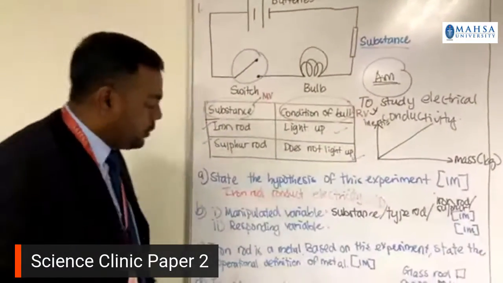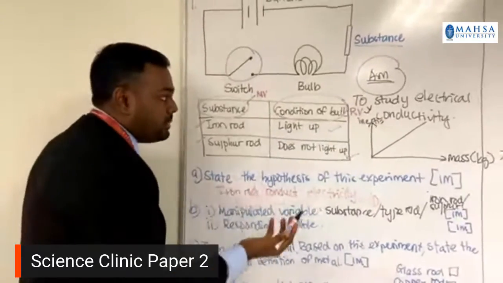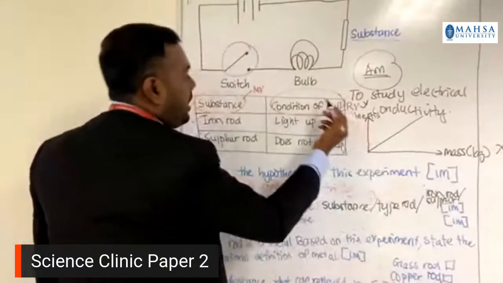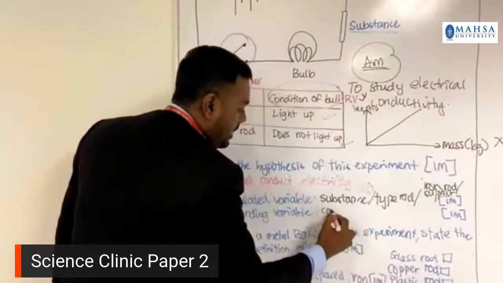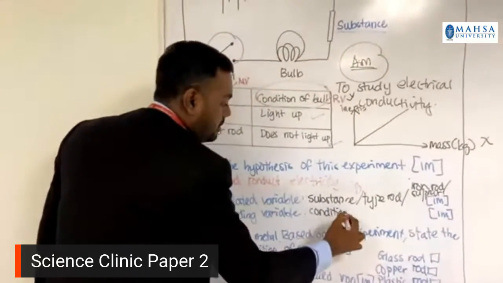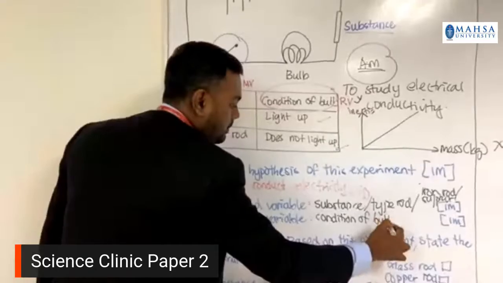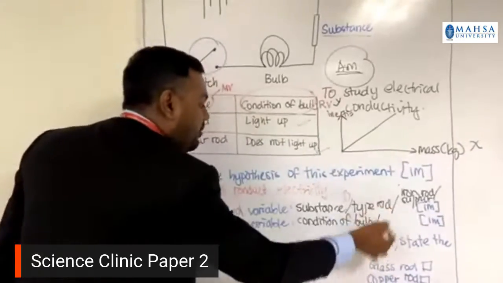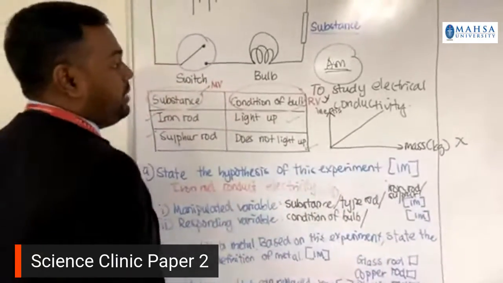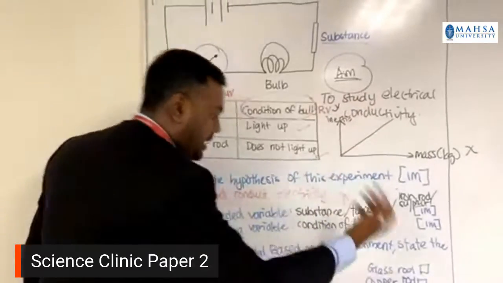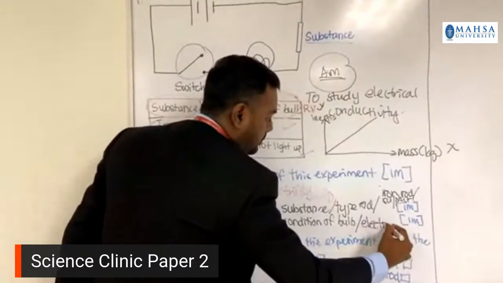And the same goes for the responding variable. What is my responding variable? My right hand side, which is the condition of the bulb. So you can write condition of the bulb. What if some students give electrical conductivity? Yes, also accepted.